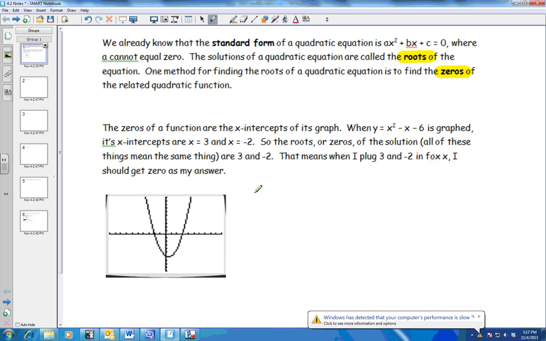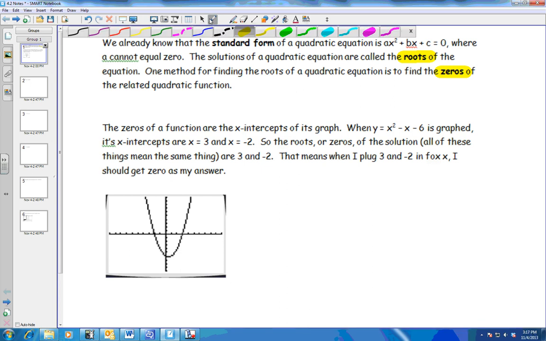So I graphed y equals x squared minus x minus 6. This is the graph. If you'll notice, it crosses the x-axis here, and it crosses the x-axis here. Those are the roots, or the zeros, of this equation. So if I had to solve this, x is equal to 3, and x is equal to negative 2.